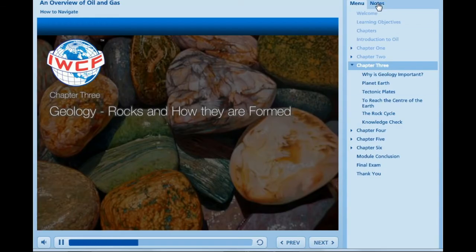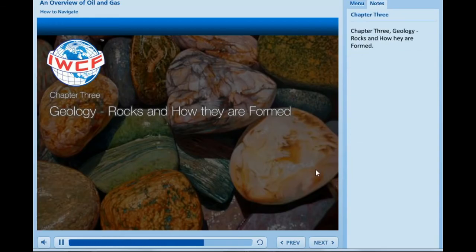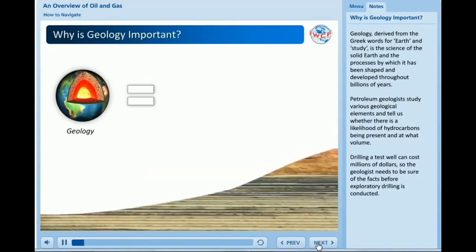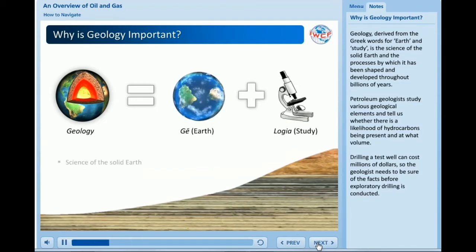Chapter 3. Geology. Rocks and how they are formed. Geology, derived from the Greek words for earth and study, is the science of the solid earth and the processes by which it has been shaped and developed throughout billions of years.